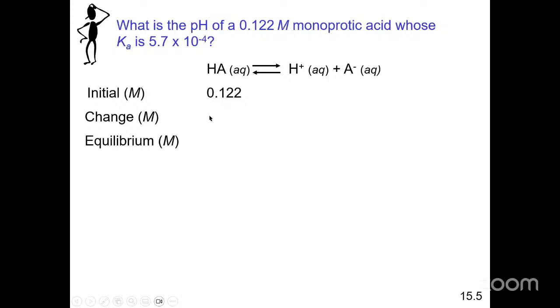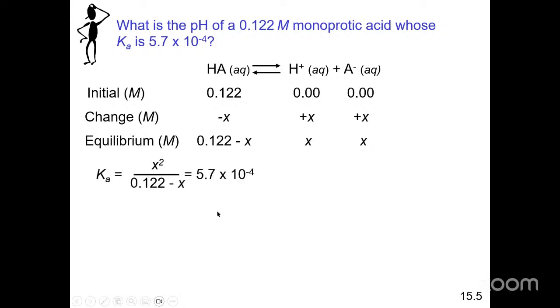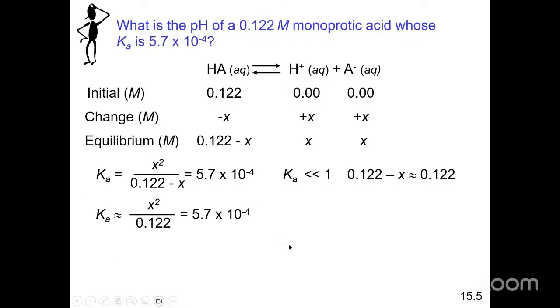And then the change, we're going to say, is minus X for the HA, plus X for the H plus, plus X for the A minus. So at equilibrium, you're going to have 0.122 minus X for the HA. You're going to have X here and X here for the H plus and A minus respectively. Then you're going to plug these into the Ka expression, and this is what you're going to get. And then you're going to make your approximation that X is small compared to 0.122, such that 0.122 minus X is equal to 0.122. And then that simplifies this equation to this, and then you solve for X. And then you end up with X being equal to 0.0083 M.